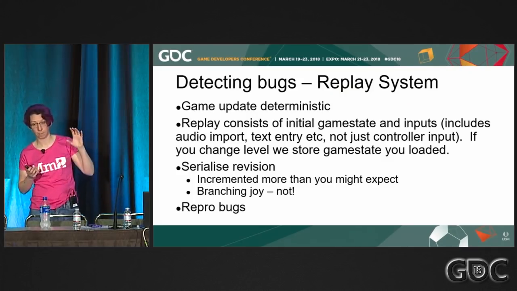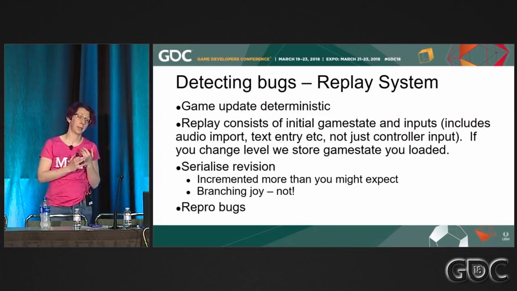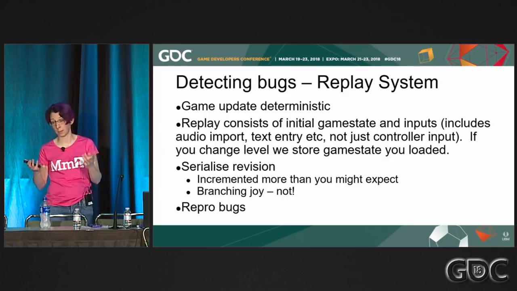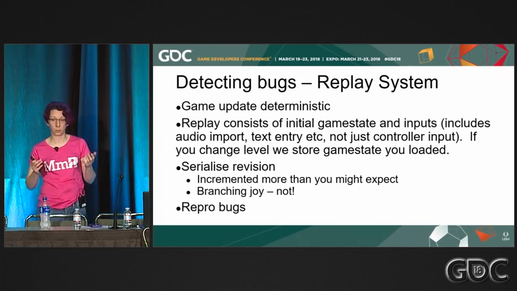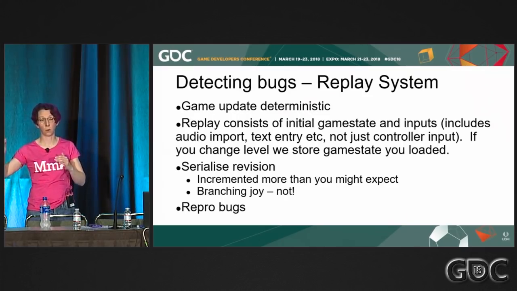But having this one central serialized revision is, firstly, a point of contention for programmers, because anyone who's adding or removing stuff from the game state needs to bump it. And also, if you branch your code, it's a bit of a nightmare because it doesn't deal with being in a branch. You can't increment serialized revision in the branch if you're also going to be incrementing it on trunk, because then you've got two revisions that mean different things.